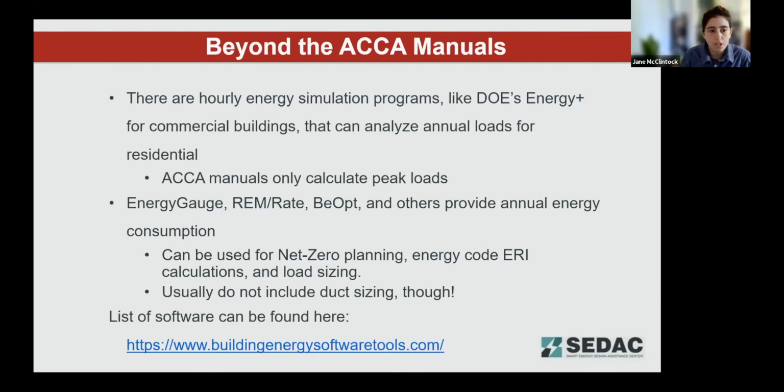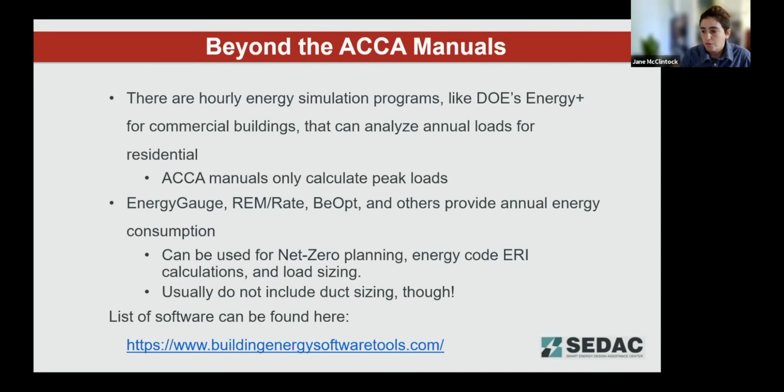Some other examples are EnergyGauge, REM/Rate, BEopt, and others that provide annual energy consumption. So this can be used for net zero planning, energy code, ERI calculations, and load sizing. They usually don't include duct sizing, but these can help, as a more detailed Manual J type of calculation, to learn a little bit more about how much energy the home's going to use with various types of equipment.